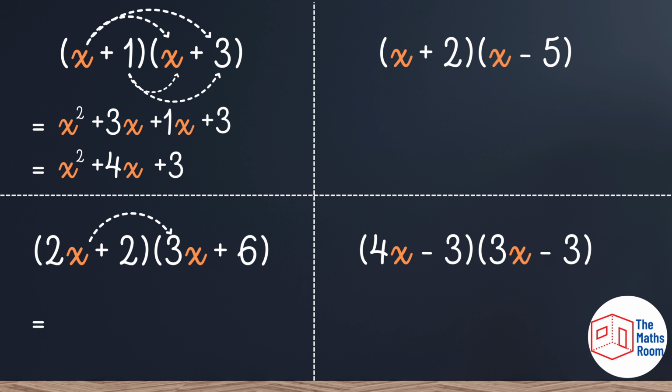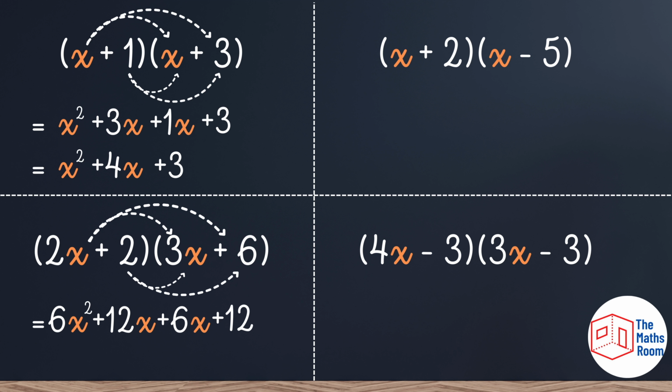The next example is slightly more complicated with terms in front of the x's. So the 2 times 3 gives us 6, and then the x times x gives us x squared. Then 2x times 6, 2 times 6 is 12, and don't forget the x. Following the same procedure, 2 times 3x is 6x, and 2 times 6 is 12.